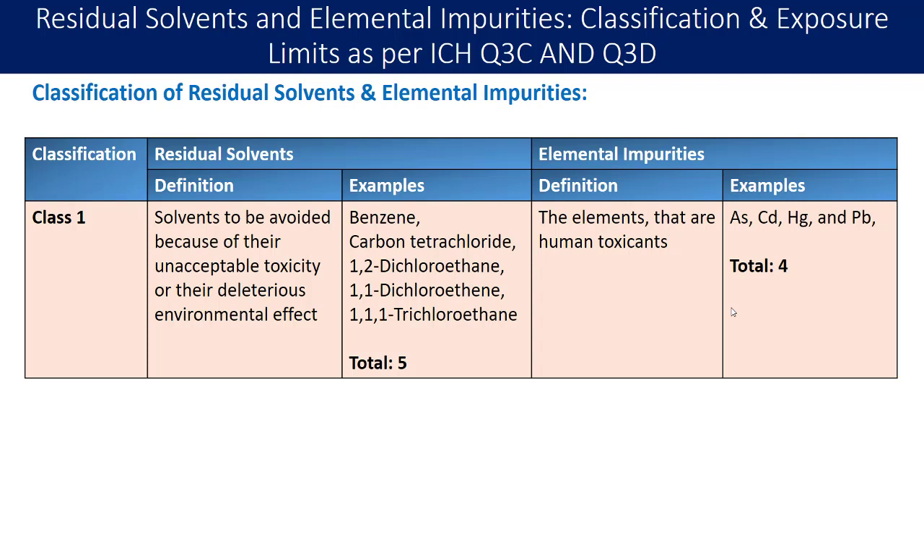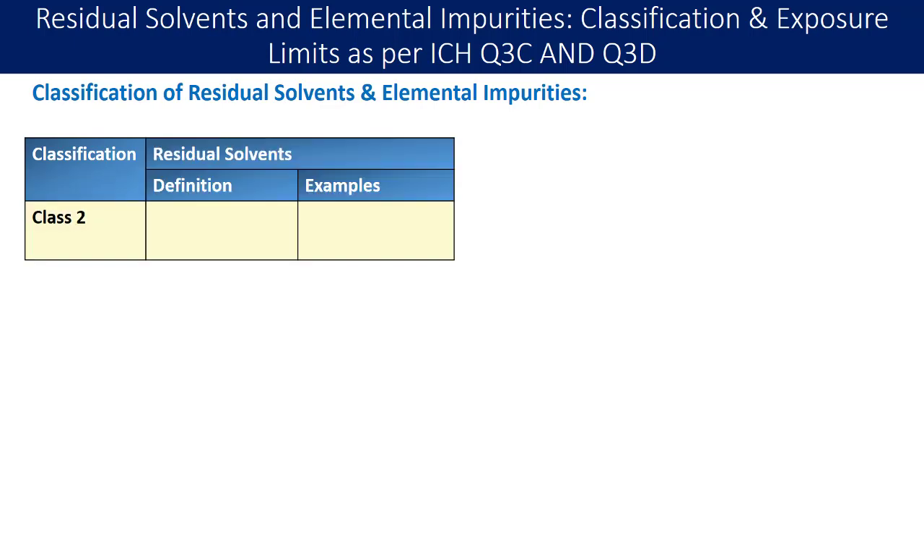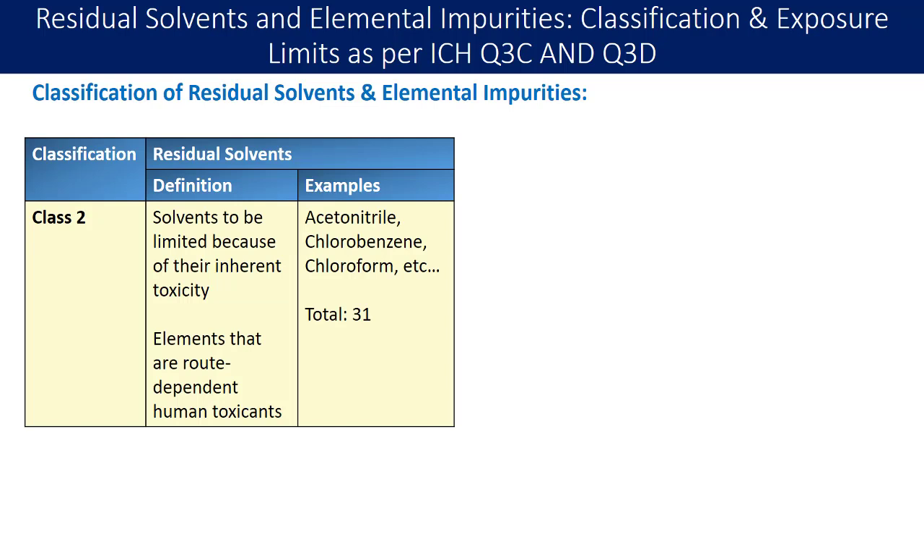If you look at the elemental impurities, again there is a class 1, and the definition is this way: the elements that are human toxicants, and there are four such elements: arsenic, cadmium, mercury and lead. So five solvents belong to class 1 and four elemental impurities belong to class 1. Now class 2, let us talk about the residual solvents. Solvents to be limited because of their inherent toxicity. There are some solvents which have inherent toxicity like ACN, chlorobenzene, chloroform, methanol. All these 31 solvents in total are classified under class 2.